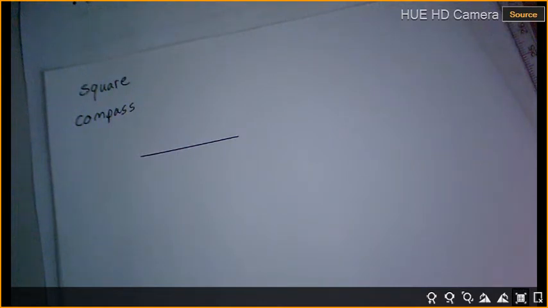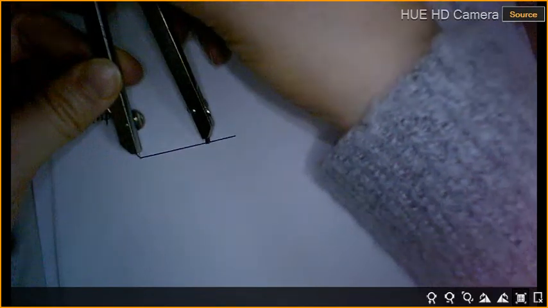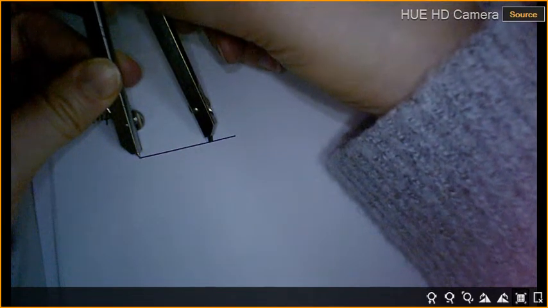So the first thing we're going to do is cut this in half and make a perpendicular bisector. In order to do that, I take the pointy end and put it on one side, and I make sure that my compass is more than halfway. So it's not in the middle, it's more than halfway, and then I make a nice big arc.